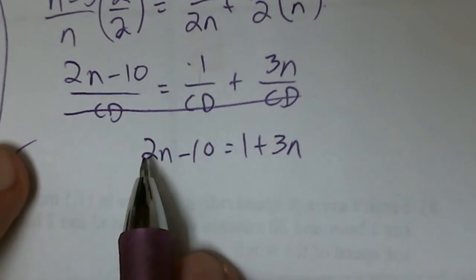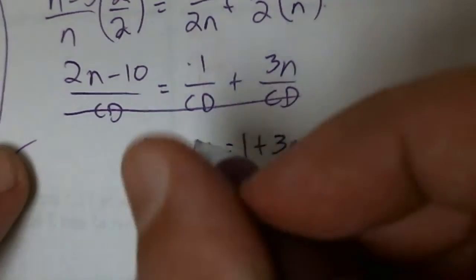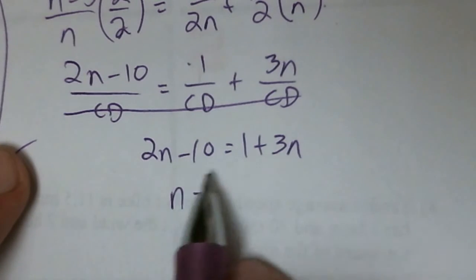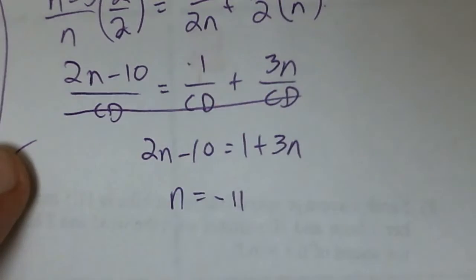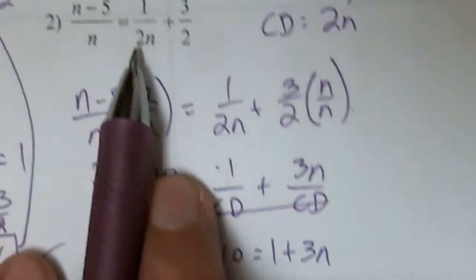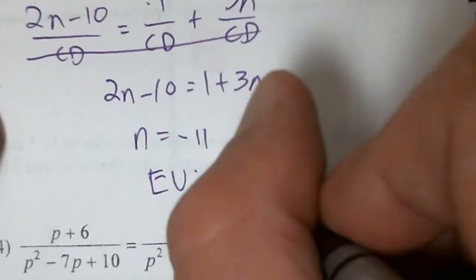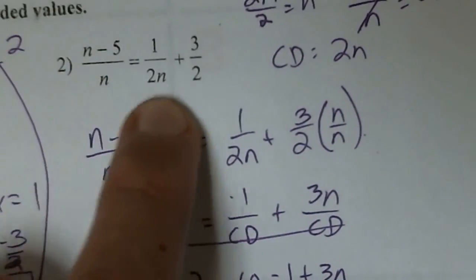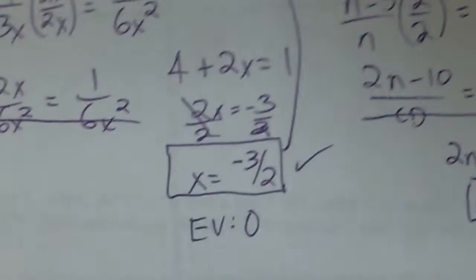I always want a positive variable, so I'll subtract 2n from both sides. So I'll have an n over here, subtract 1 from the right. That'll be negative 11, negative 10 minus 1, negative 11. The EV is just 0. That does not match our solution, so we're good to go. If you want to check that, just literally plug it back, negative 11 everywhere you see an n.